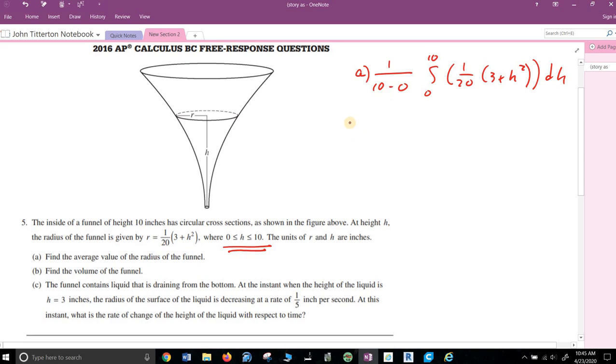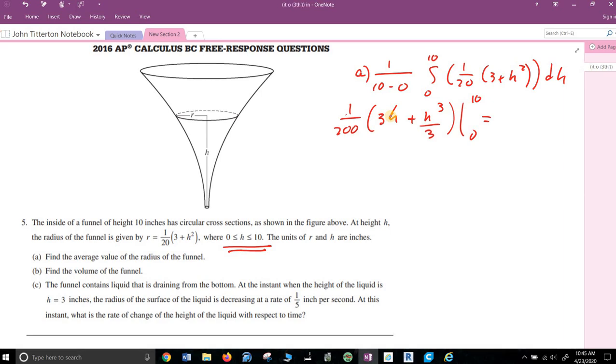Bring the 1/20 and the 1/10 out front, you get 1 over 200. Integral of 3 is 3h. Integral of h squared is h to the third over 3, from 0 to 10. Blast it all out. You have a little bit of funky math to do here. This is technically a non-calculator problem, but if you're doing it at home and you want to use a calculator, they will probably ask for an exact answer, and you should get 109 over 60, and please don't forget the inches. Very easy to forget that.